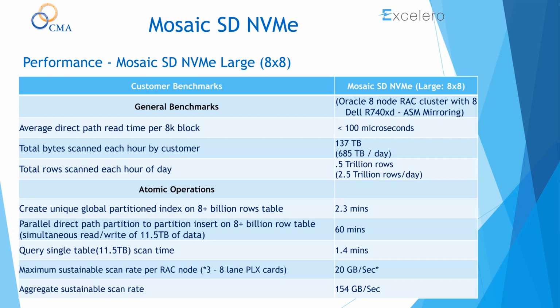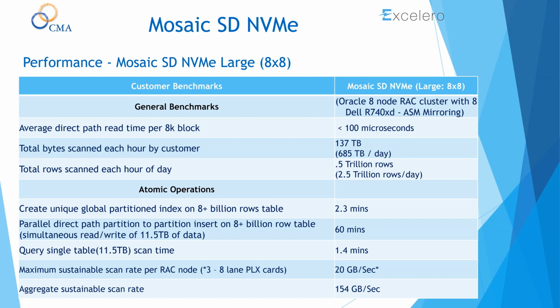Some of the atomic operations, in addition to the general benchmarks: they were able to create a global unique partitioned index on an 8 billion row fact table in 2.3 minutes, 8 billion rows, and a direct path partition insert on 8 billion rows, moving it from one source table to one target table, which is one operation they need to do. 11.5 terabytes of table, selecting it from one, moving it to another in 60 minutes. They were able to do that.